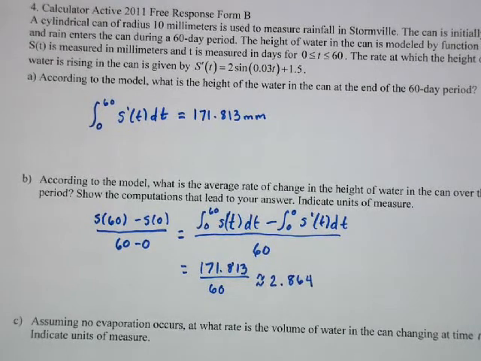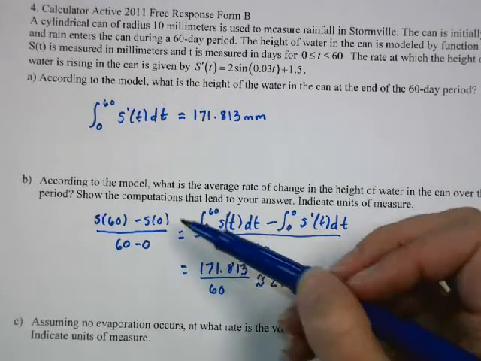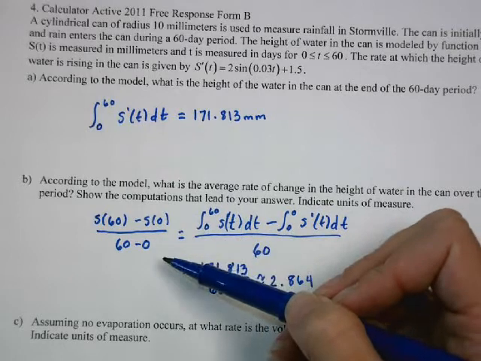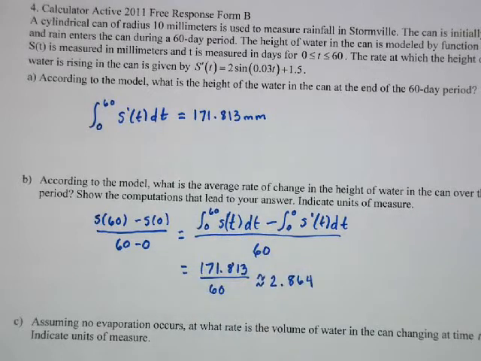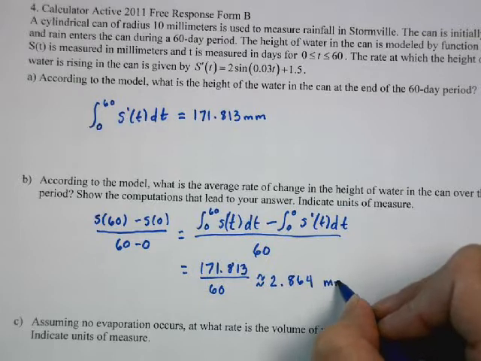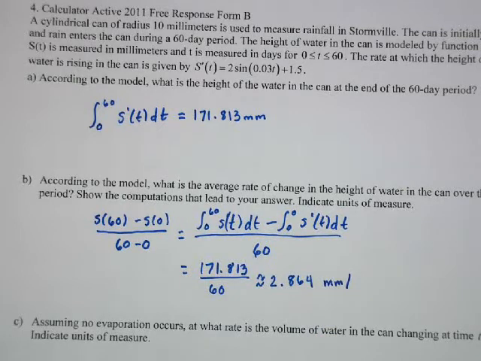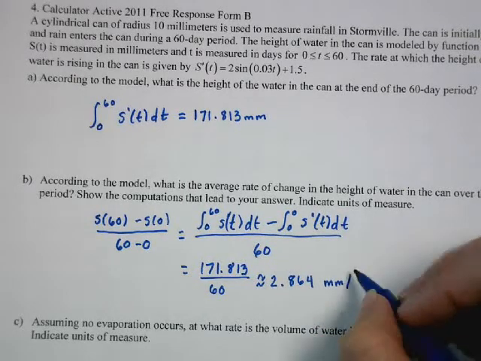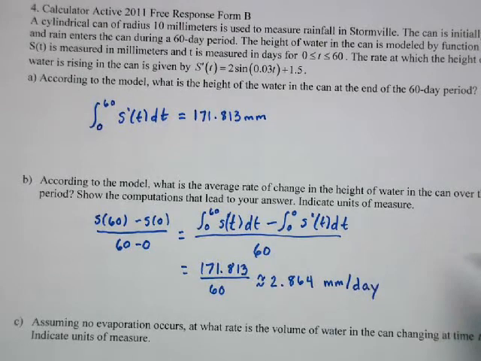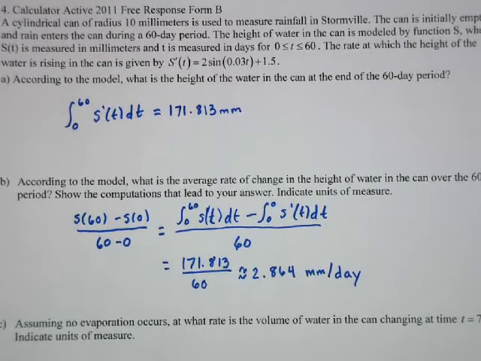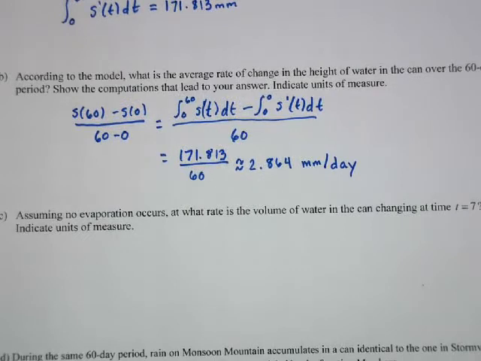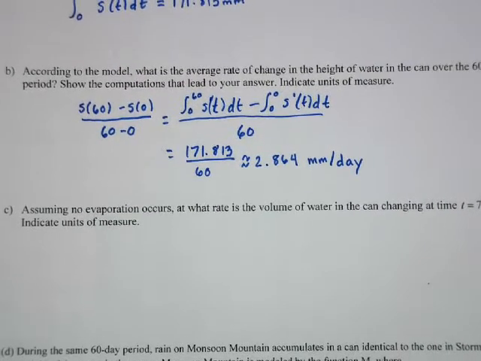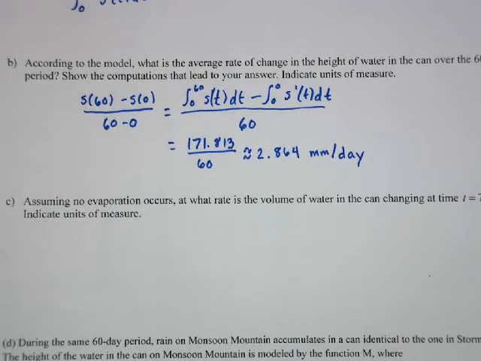Looking at the units, it's the units of the top over the units on the bottom. The units on the top are the height, which is millimeters. The units on the bottom is time, which is days. So this is millimeters per day. Okay, and then assuming that no evaporation occurs, at what rate is the volume of the can changing at time 7?